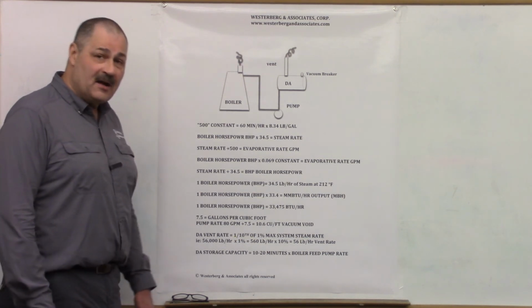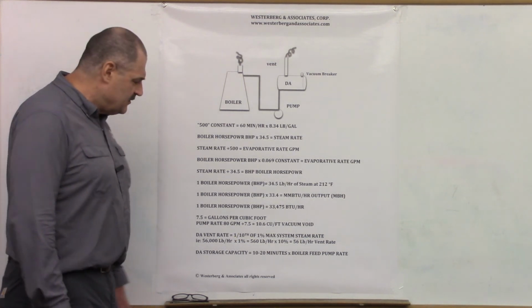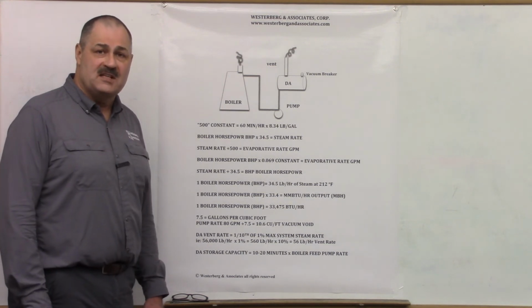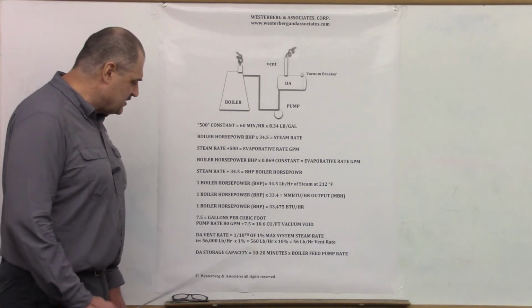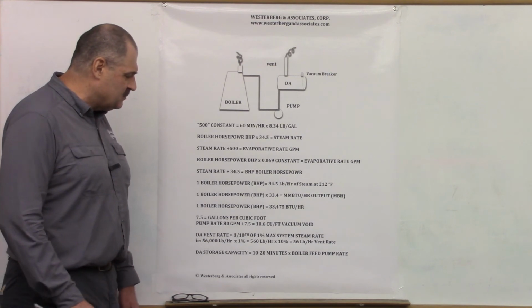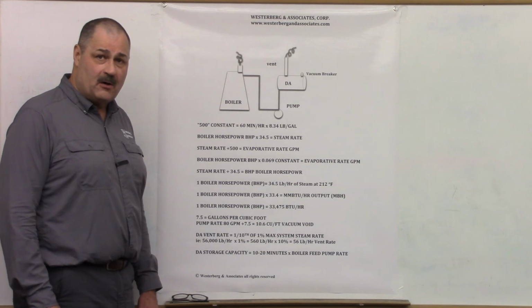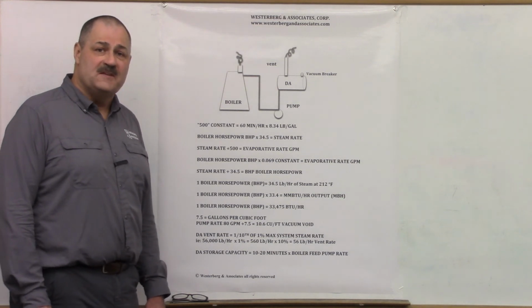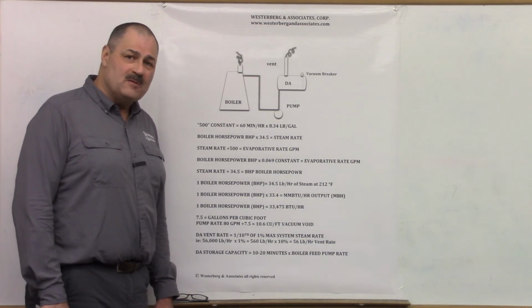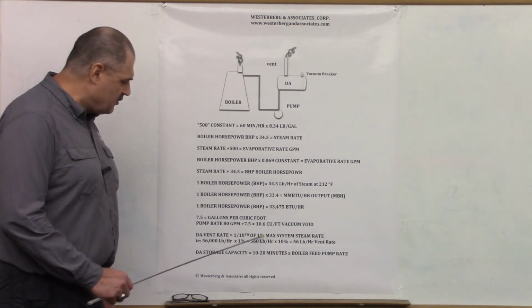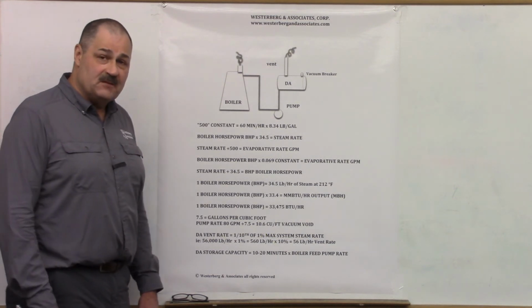DA vent rate. How do we calculate DA vent rate? The DA vent rate is equal to 1/10 of 1% of the max steam rate of that boiler. So for example, if I'm steaming at 56,000 pounds per hour, 1% of that is 560 pounds per hour, 10% of that is 56 pounds per hour. That would be the vent rate for that deaerator or feed water storage tank if I'm steaming at 56,000 pounds per hour.